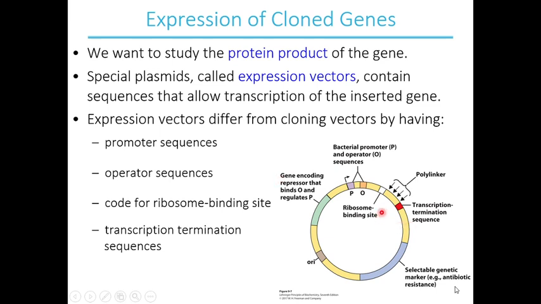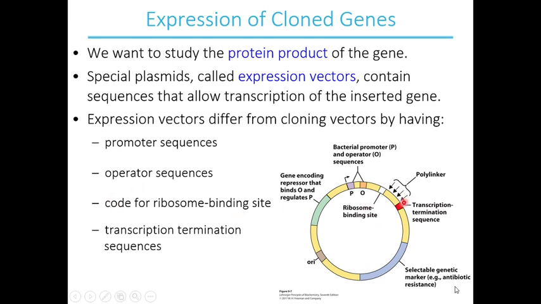Expression vectors have something called a promoter sequence and an operator sequence, and these are bacterial promoter or operator sequences. Depending on which organism one is intending to express their proteins in, one must choose the expression vector accordingly. In this case, this specific expression vector is for bacterial expression, and hence a bacterial promoter and operator are usually embedded in this expression vector.